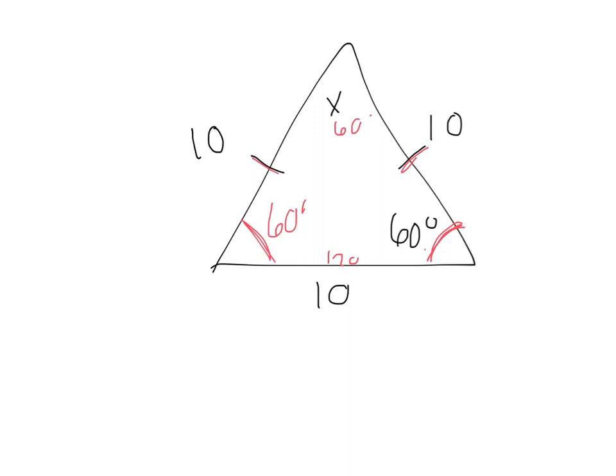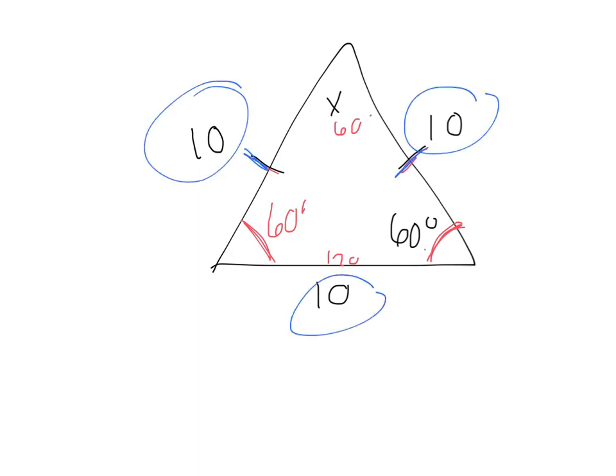The other way you could have looked at it was that all these sides are equal, right? So technically, instead of just having hashes here and here, we also could have had one here. And now it's equilateral, which also makes it equiangular. So all these angles would have been equal, which again makes them all 60 degrees.